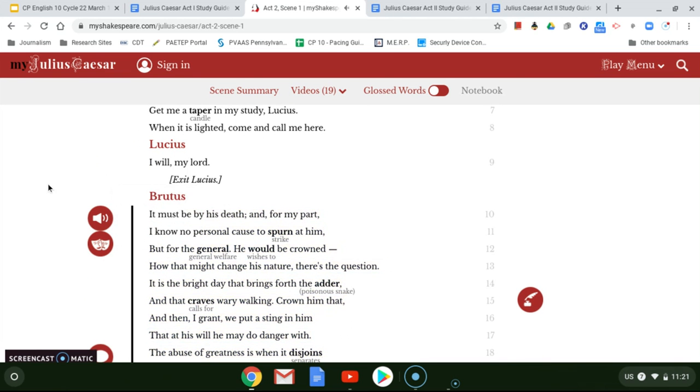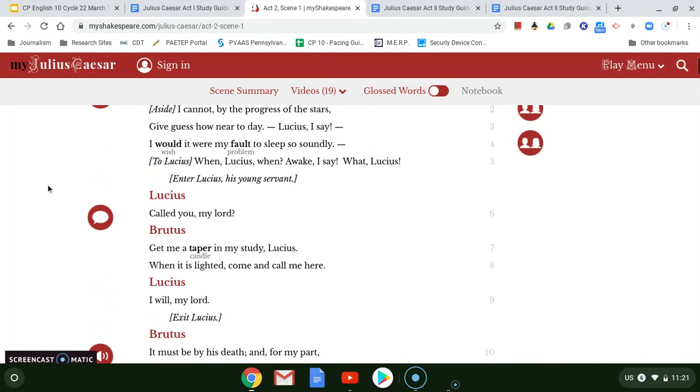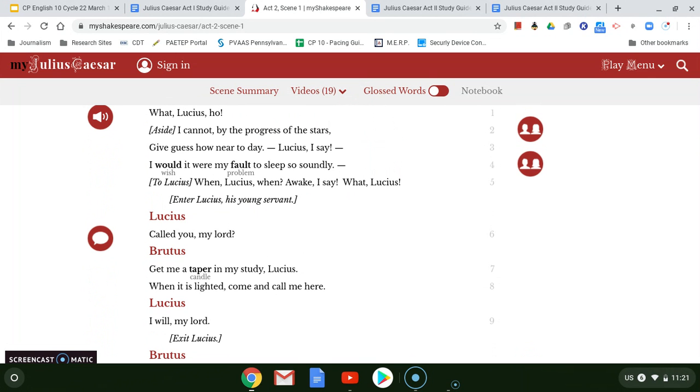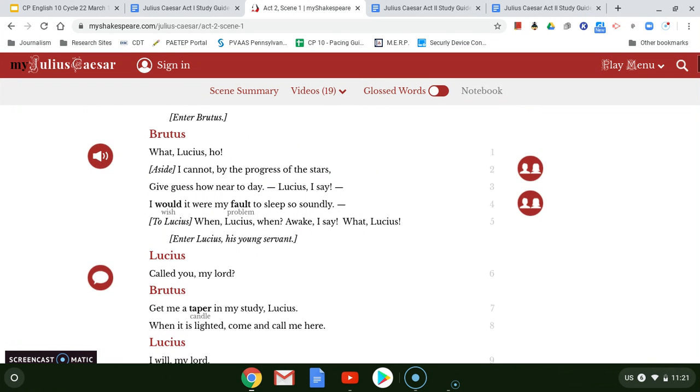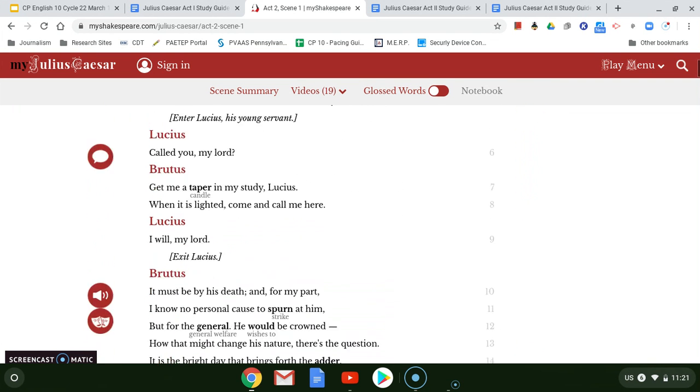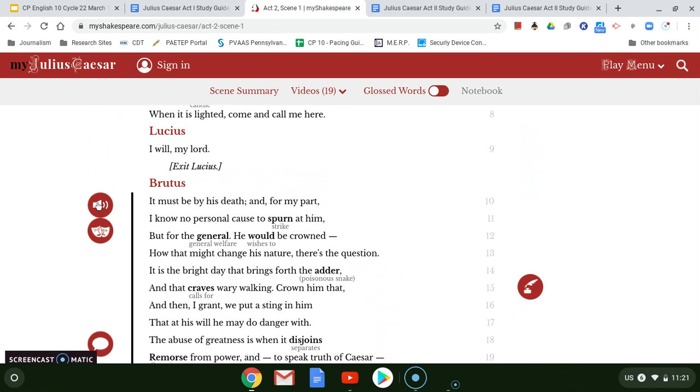All right, so that again is just showing us Lucius is Brutus's servant. It's in the middle of the night, and basically Brutus says, hey, I'm up. Get me a candle so I can see. Okay. All right, now we're going to continue, and this is his soliloquy.